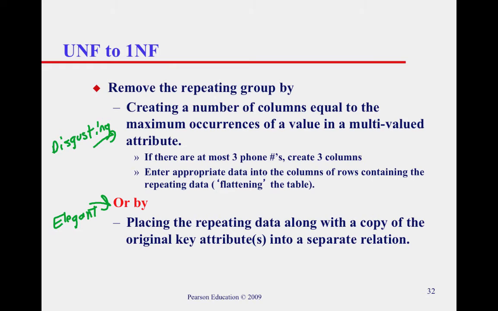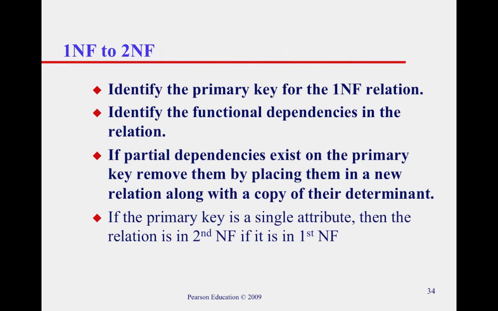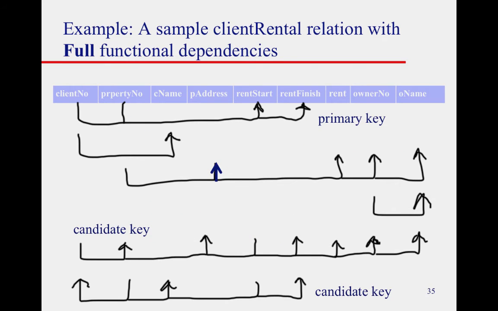So that's how you go from unnormalized form to first normal form. You simply split off your multi-valued attributes. Then, to get to second normal form, you need to remove all partial dependencies. If you have a partial dependency on the primary key, you need to decompose. The easiest way to show you is through an example, and then we'll come back to it.